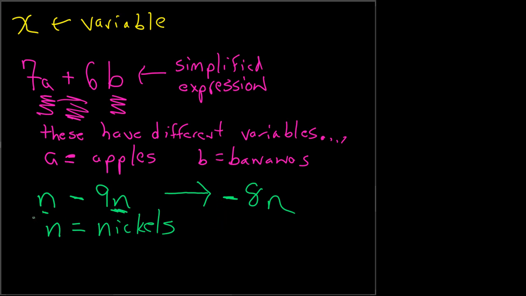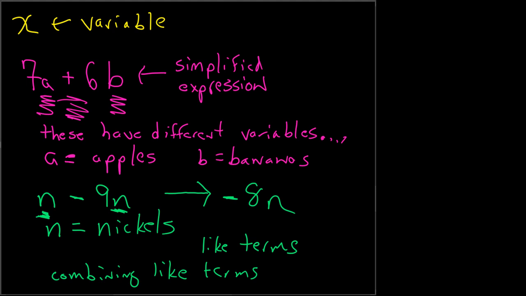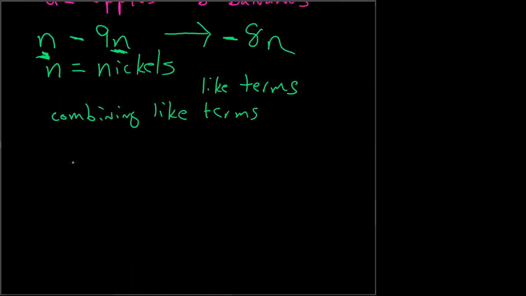But when the variable terms are exactly the same, we call that like terms. And when we put them together, we call that combining like terms, because we are counting the same type of unknown thing, we can combine them together. But it has to be exactly the same. The variables have to be exactly the same.